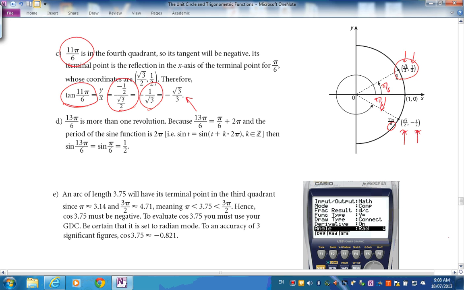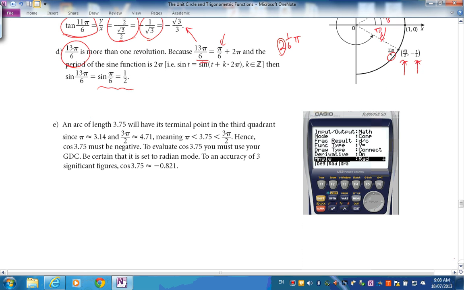root 3 on 3. 13 pi on 6 is more than one revolution, because 13 pi on 6 is 2 1/6 pi. So you've gone around 2 pi and then you start again. So it's going to be the same as pi on 6. And so you can just use the sine of pi on 6 is a half. Okay, so the idea then is to map it out on a unit circle, match it up with a known point, and see how you go.